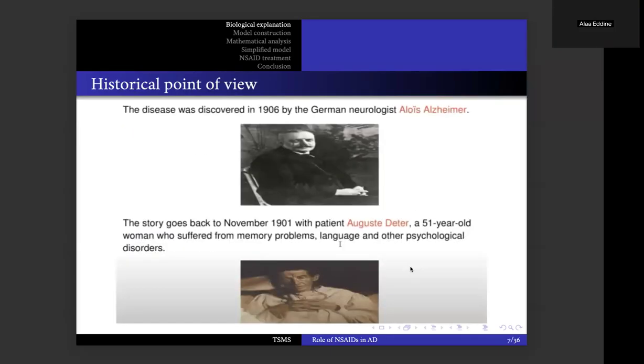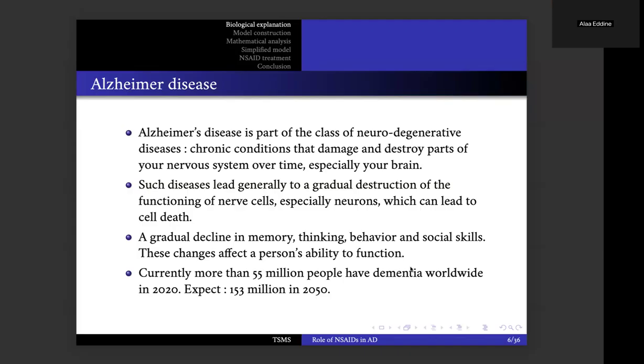So just a technical question. Dementia is another name? Yes, yes. Alzheimer's is a dementia, which means it affects the abilities of the brain.